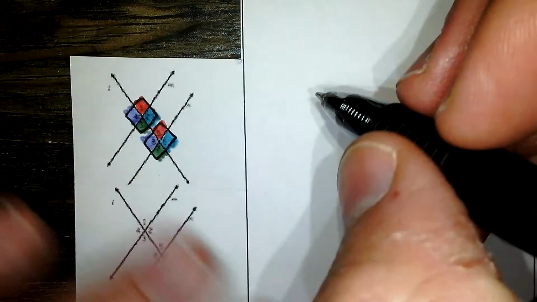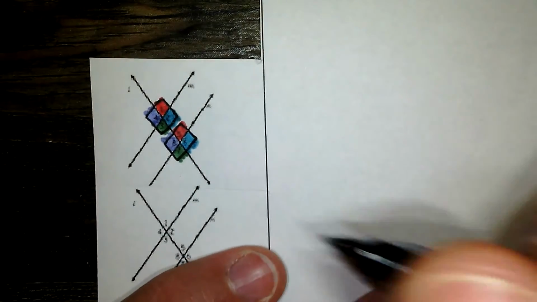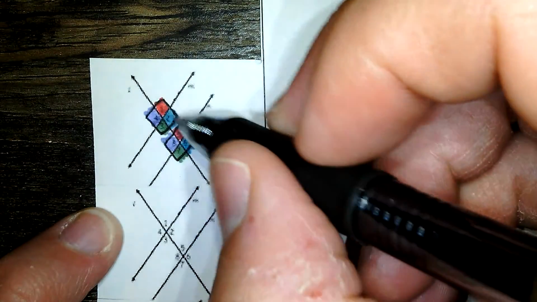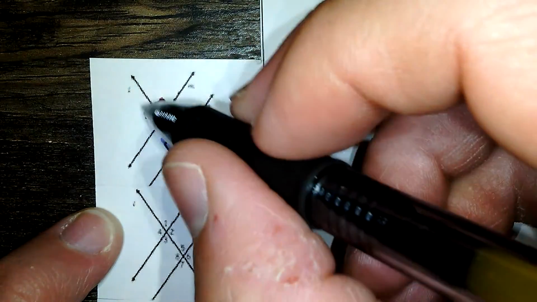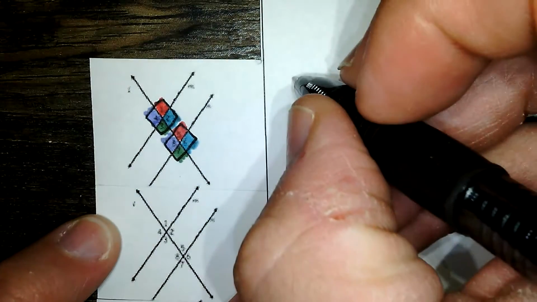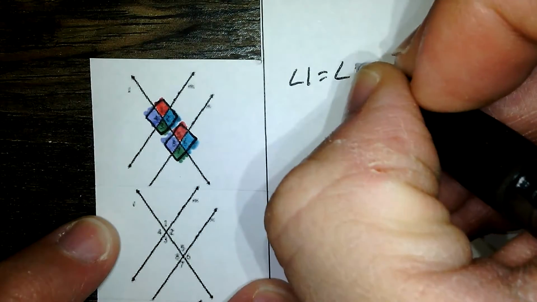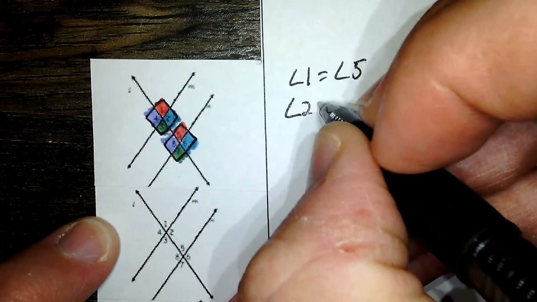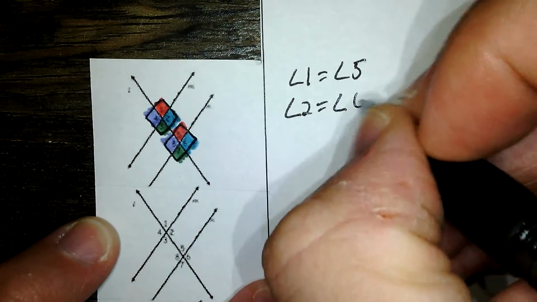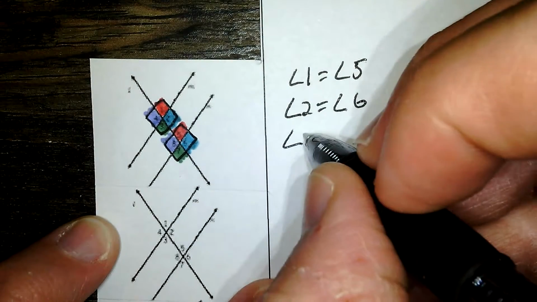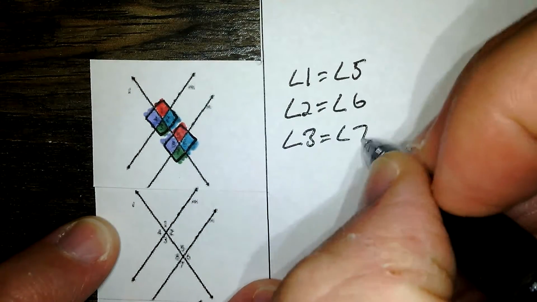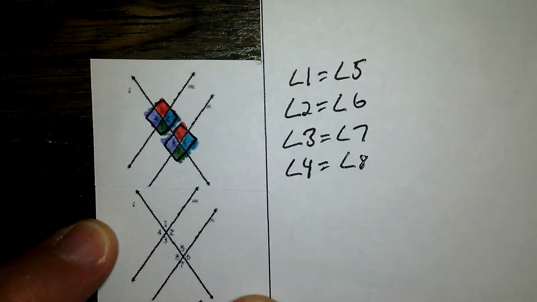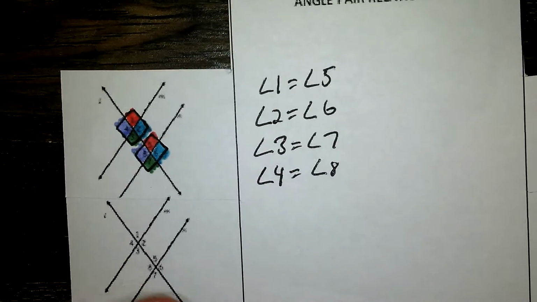So now these angles are congruent angles. If we look at angle 1 and angle 5, we should be able to see that they are the same angle. So this angle is equal to this angle. Angle 1 is equal to angle 5. Angle 2 is equal to angle 6. Angle 3 is equal to angle 7. And angle 4 is equal to angle 8. Because they're congruent angles, meaning they're the same.